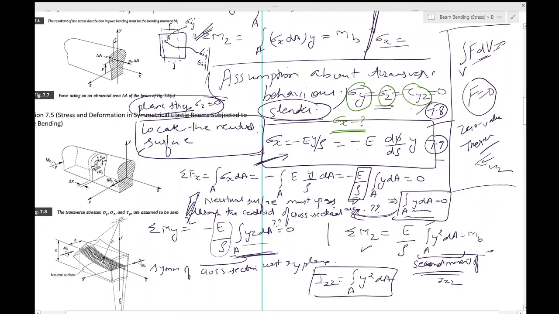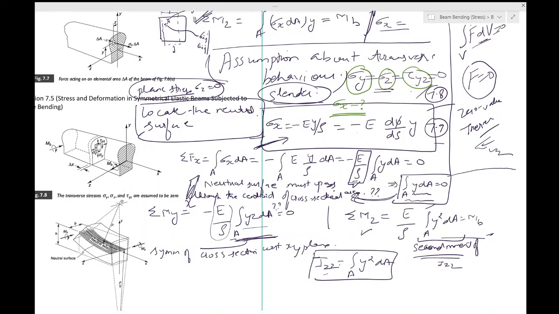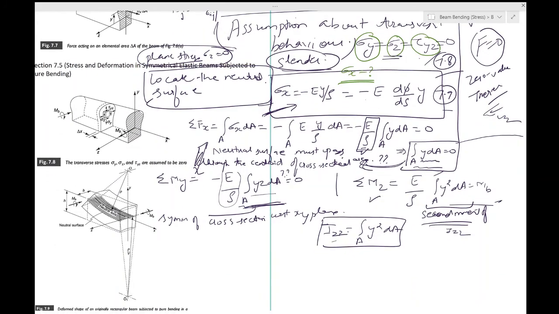So Izz is called the moment of inertia about point Z, and there are some properties of it which you perhaps have learned before. They are also there in problems 7.5 and 7.9 if you need to recall them. Okay, so let's see what it means now. You want to now substitute this Mb.